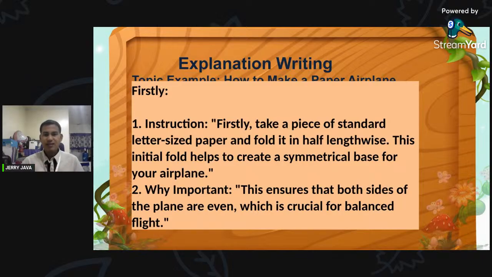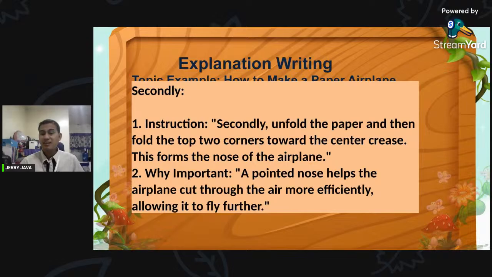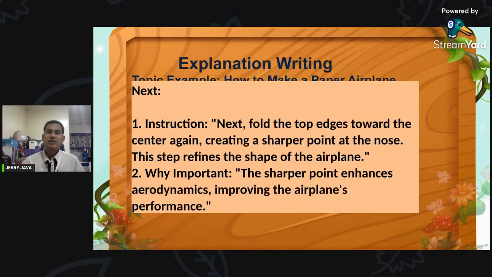Why is it important? This ensures that both sides of the plane are even, which is crucial or critical or important for balanced flight. Secondly, unfold the paper and then fold the top two corners toward the center crease or fold. This forms the nose of the airplane. And then you have to explain why. A pointed nose helps the airplane cut through the air more efficiently, allowing it to fly farther.